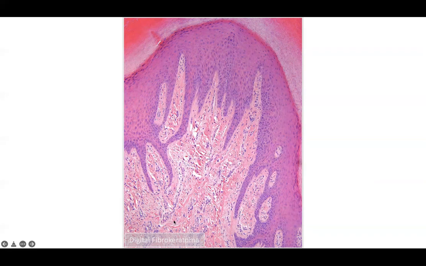So if you had scattered nerves throughout here, then you definitely have to think about an accessory digit. Also with accessory digit, you might want to see some cartilage or some bone deeper down in it. But if you look throughout the entire slide and you don't see any of that, then an acquired digital fibrokeratoma is your best answer.